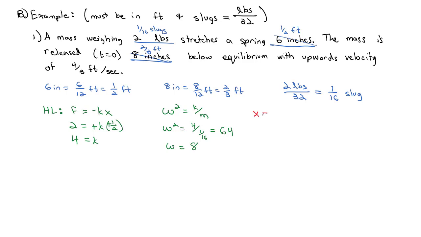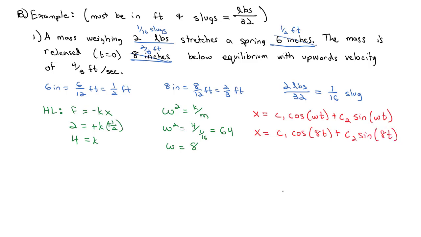Put this all together, our equation from up above, we said x was equal to c1 cosine of omega t plus c2 sine of omega t. Plugging in what we know then, x is equal to c1 cosine of omega, which is 8t, plus c2 sine of omega, 8t.